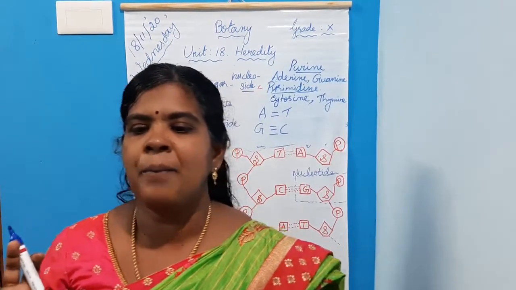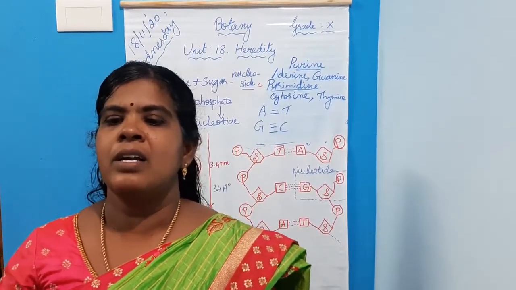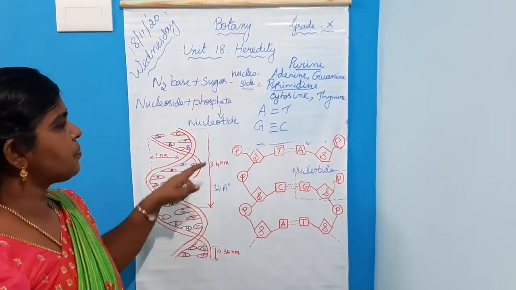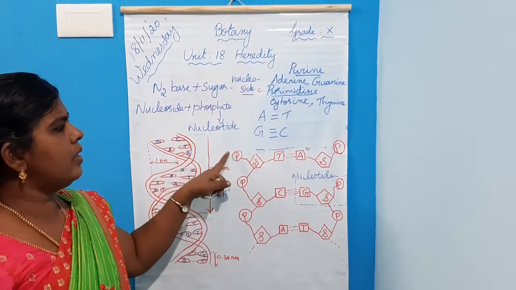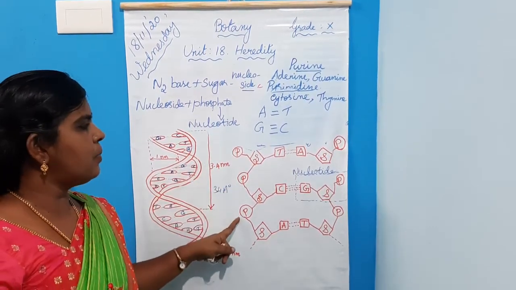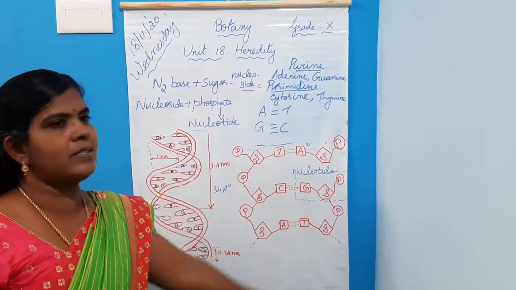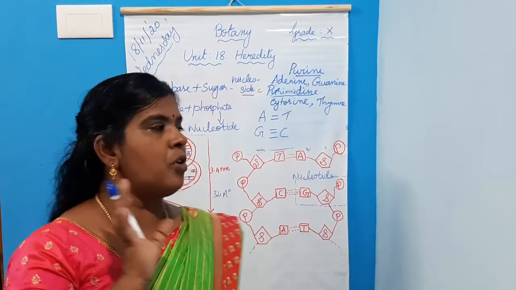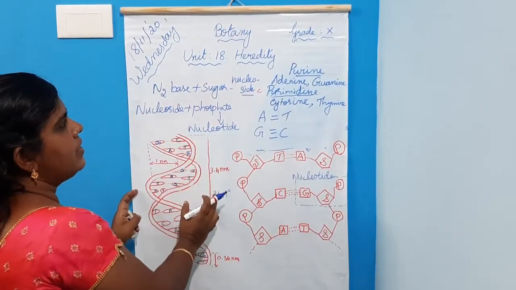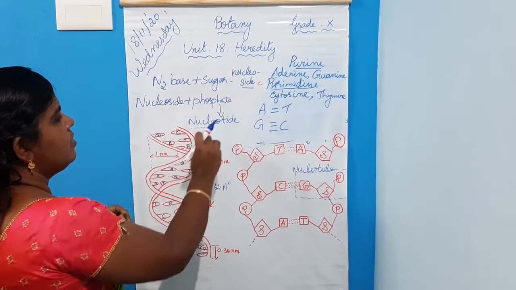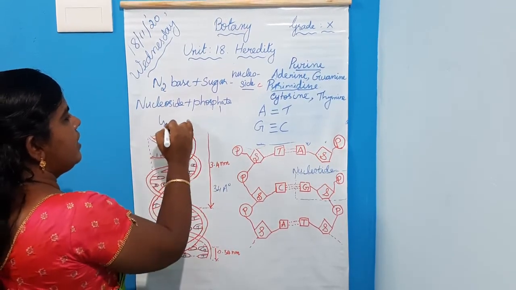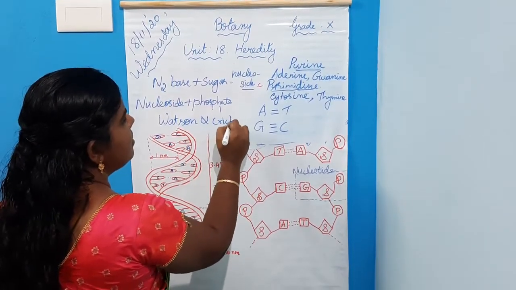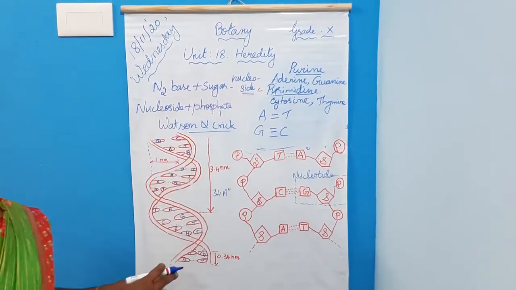10 base pairs. Nucleotides in a helix are joined together by phosphodiester bonds. This is the structure of DNA. The model of DNA was proposed by James Watson and Francis Crick.